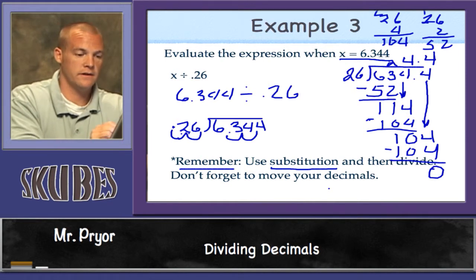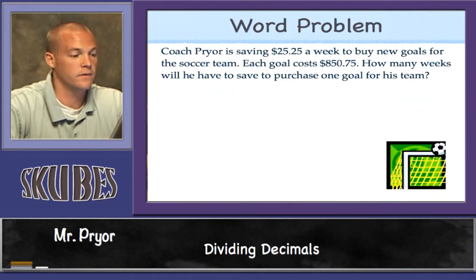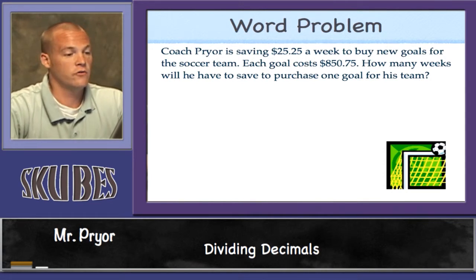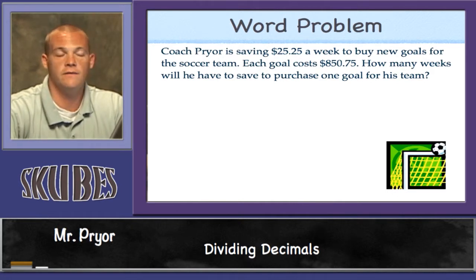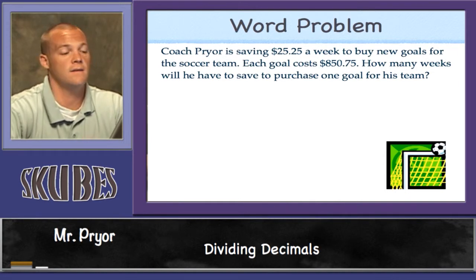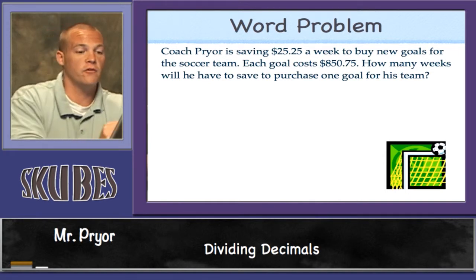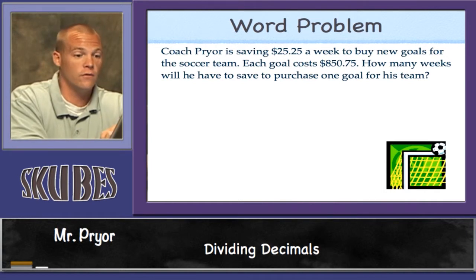All right, your next example will now be word problems. We know how much you guys love word problems. In this one, we're trying to save some money for some new goals, $25.25 a week. Each goal costs $850.75. We're trying to determine how long we would have to save in order to be able to purchase one goal for the team.